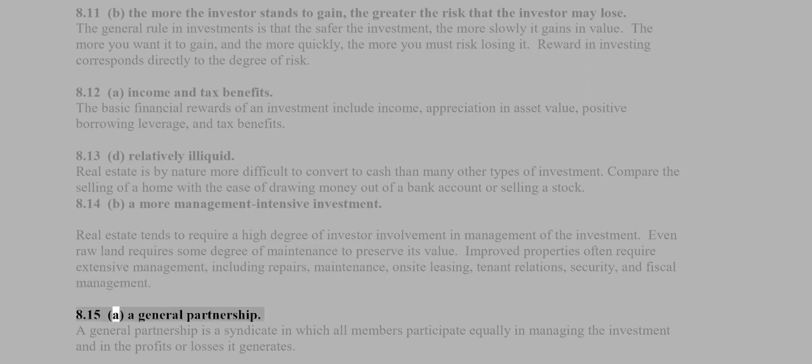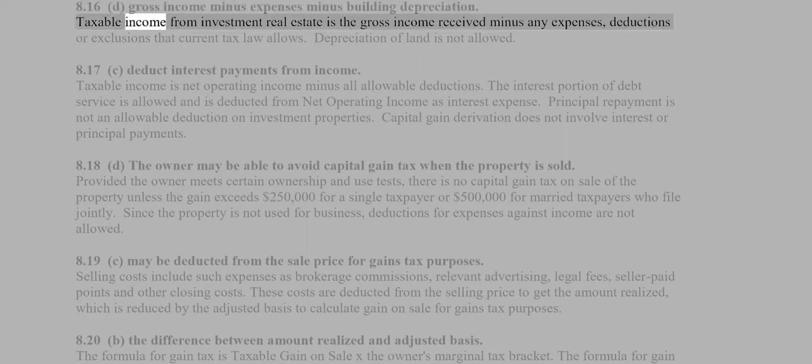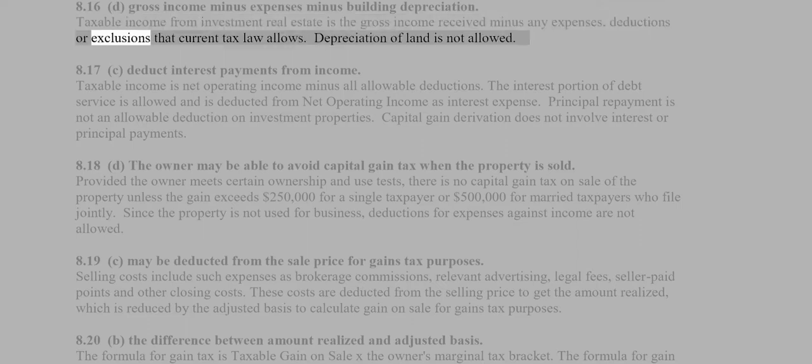8.15, A. A general partnership. A general partnership is a syndicate in which all members participate equally in managing the investment and in the profits or losses it generates. 8.16, D. Gross income minus expenses minus building depreciation. Taxable income from investment real estate is the gross income received minus any expenses, deductions, or exclusions that current tax law allows. Depreciation of land is not allowed.